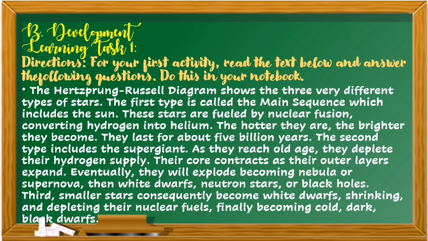The Hertzsprung-Russell diagram shows three very different types of stars. The first type, so this is the first signal word. The first type is called the main sequence, which includes the sun. These stars are fueled by nuclear fusion, converting hydrogen into helium. The hotter they are, the brighter they become. They last for about 5 billion years.